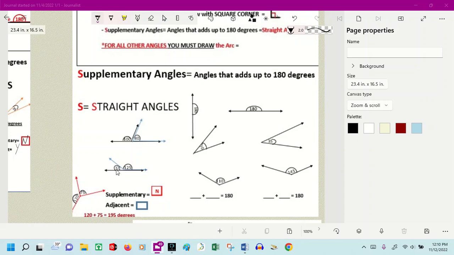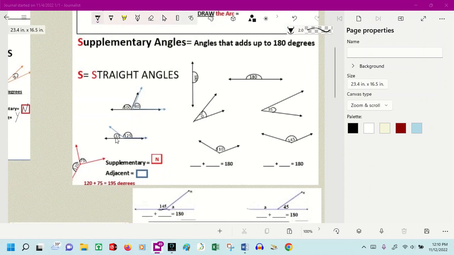This is a 55-degree angle, and this is a 125-degree angle. Together, they add up to 180, so they are both supplementary angles. Okay, now these two angles here, this is a 120-degree angle here, and this is a 75-degree angle there. Do they add up to 180? No. 120 and 75 is 195. So they are not supplementary angles.